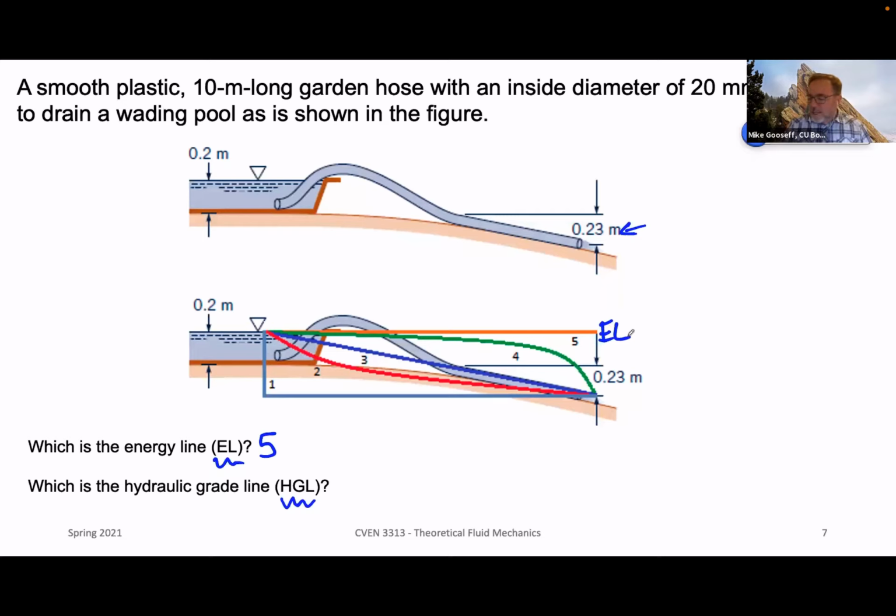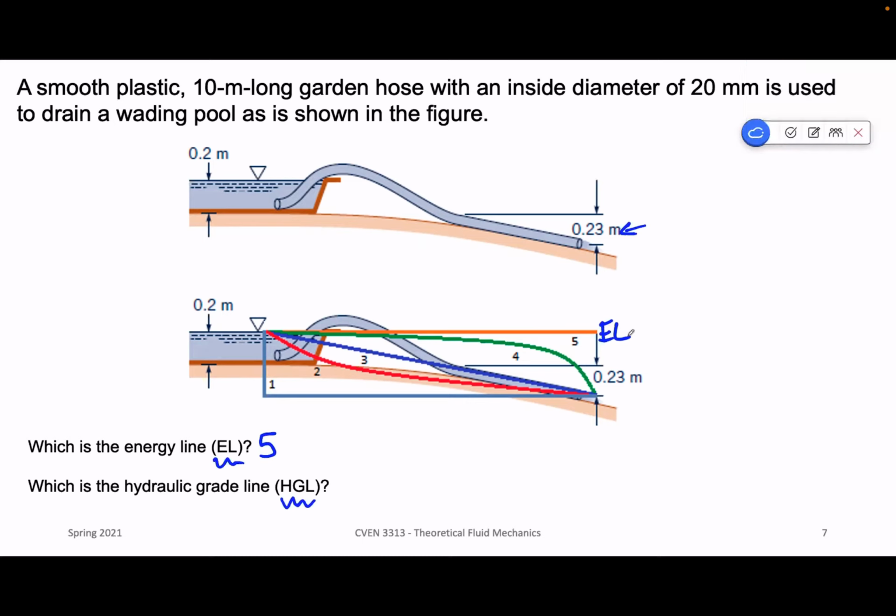Great. Now, which one of these is a reasonable hydraulic grade line? 1, 2, 3, or 4. We're going to omit 5 because that's our energy line, and we assume they're not going to be exactly the same. We have to have moving water here, so there must be some difference between EL and HGL. What are your thoughts about a hydraulic grade line? Anyone? 1. All right. Why do you like 1?